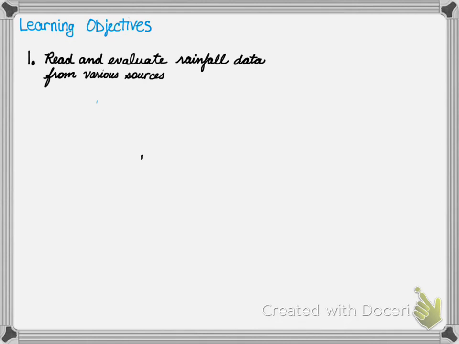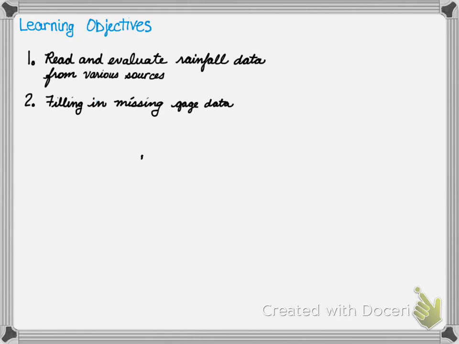The following learning objectives will be covered in this video series. First, rainfall has been displayed in numerous different ways. At times, it's based on actual measurements of a rainfall event that is occurring, while at other times it is based on a probability of occurrence. This first video will cover how to read and evaluate rainfall data from various sources.